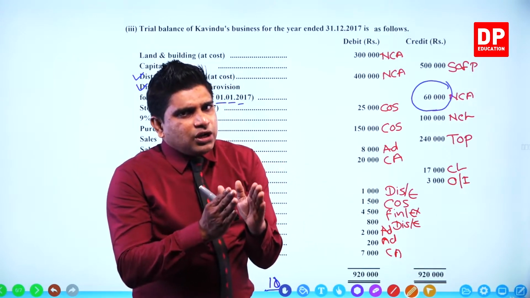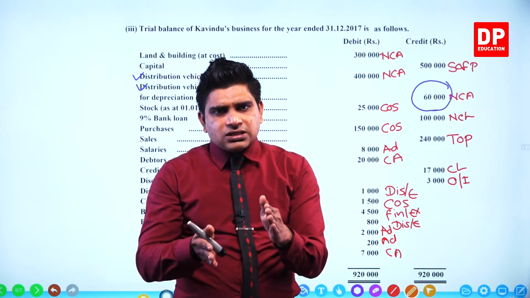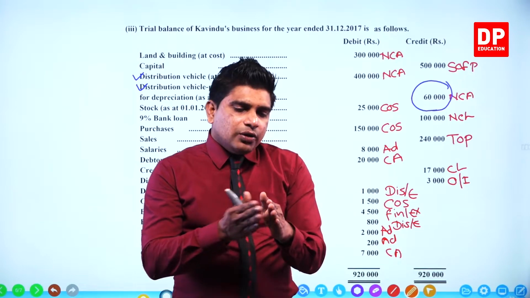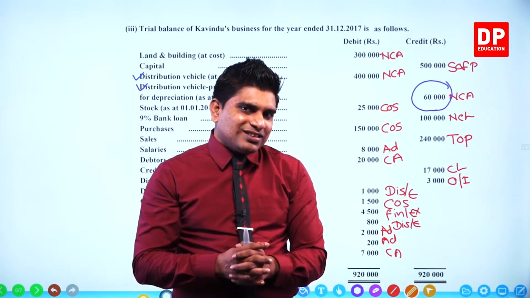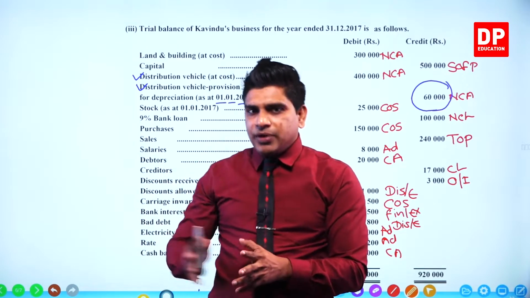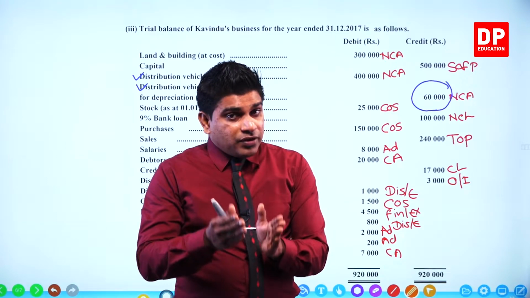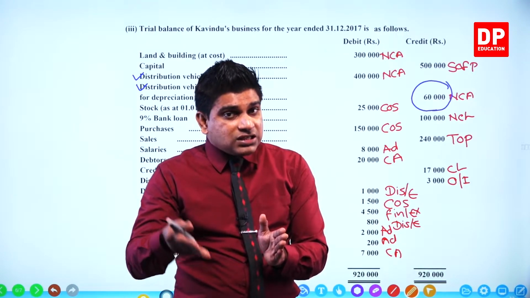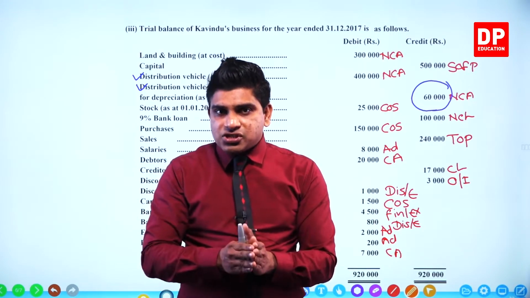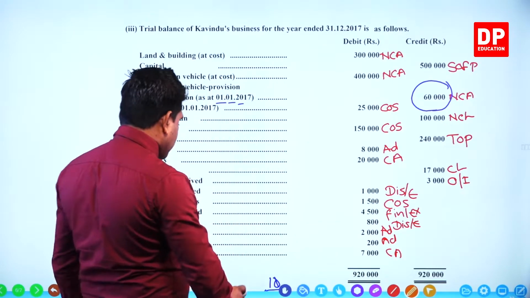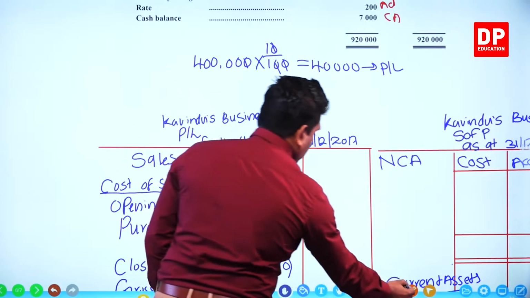But from 1st of January to 31st December in 2017, during this period also we have used this vehicle. During this year depreciation is 10% into 400,000, we got the value how much? 40,000. That's why only this 40,000 we bring to this year's profit and loss statement. But when we get to the 31st December 2017, end of this year, how much is the total provision for depreciation? 60,000 already given.